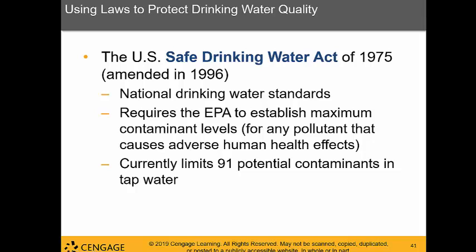Currently, the EPA, or the Environmental Protection Agency, has listed 91 potential contaminants that could be found in tap water. Now, this doesn't mean that tap water is bad. The tap water has to have levels below these certain safe limits. And bottled water is often just bottled tap water. So it doesn't mean that it's any better to drink than the water coming directly out of your faucet.